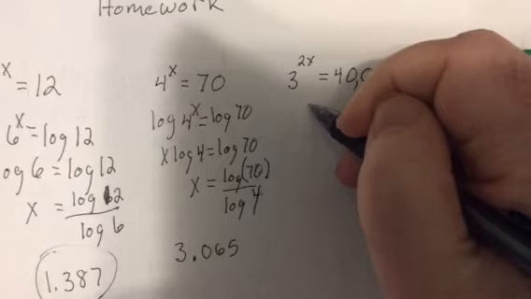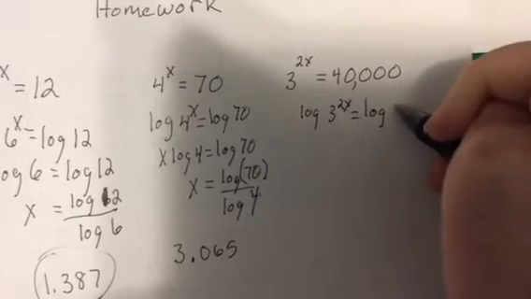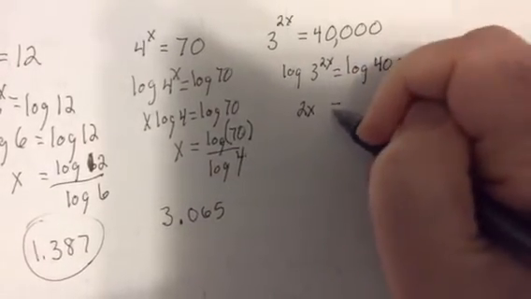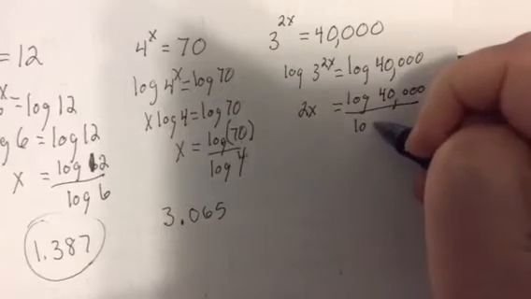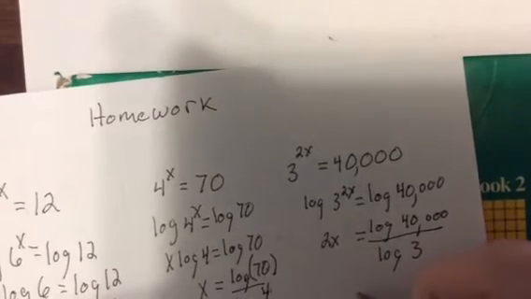So this one, it'd be log 3 to the 2x equals log of 40,000. So it'd be 2x. I'm going to do 2 steps here, by the way. So we're going to do 40,000 log divided by 3 log equals, and then divided by 2. Now notice I get 4.8 and so on.